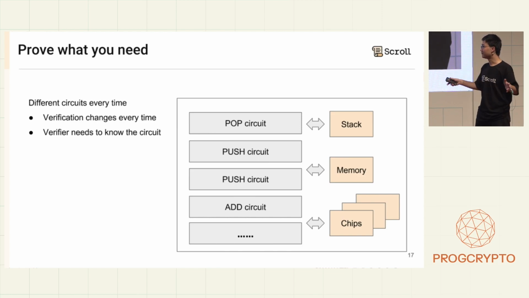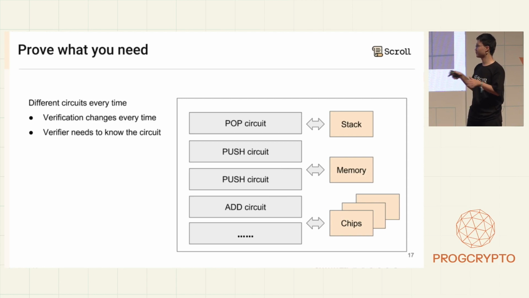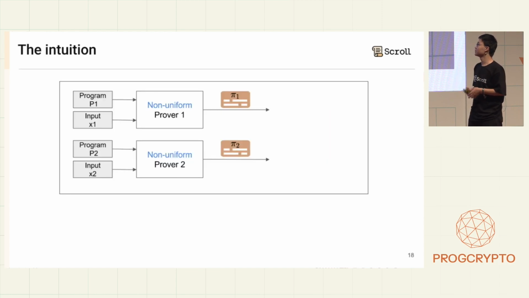So we want to combine the best practice from both sides. We still want to have one proof for any circuit, but also we want to reduce the overhead on the prover side. So the intuition is that you have different programs and different inputs, and then on the fly you generate different circuits, and then use a different prover to prove that. We call that a non-uniform prover. The non-uniform prover means the circuit you are proving is different every time, so it's not a uniform one. Different programs and different inputs would have different proofs according to different circuits.